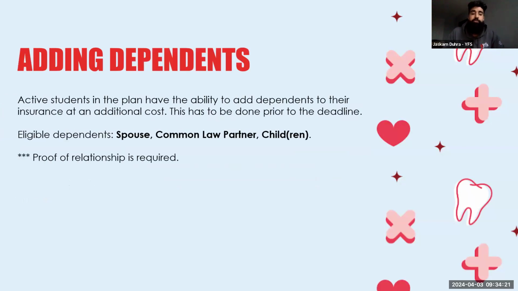Now, adding dependents. Students do have the ability to add dependents, but it is at an additional cost. This can be completed using the opt-in application as well. Within the opt-in application, students are required to provide proof of relationship, whether it's through a marriage certificate, a birth certificate, or any other documentation that states the relationship. There are only three situations where students may add dependents: a spouse, a common law partner, or a child.